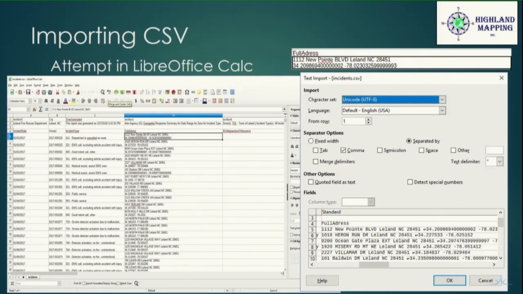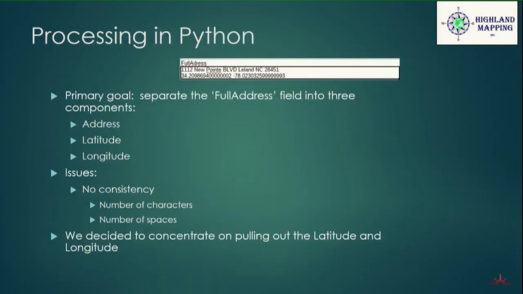So you've got to be familiar with how these different programs deal with pseudo-invisible carriage returns. So what we decided to do was, before we brought the CSV into any particular software package, do some data processing in Python. And the goal was really to pull apart the full address field into its individual components.